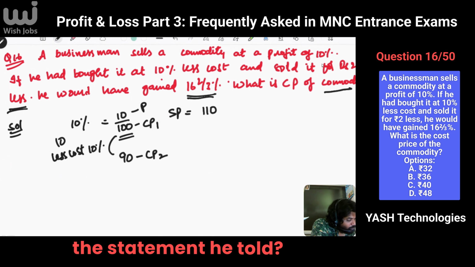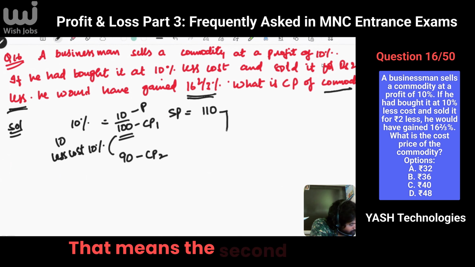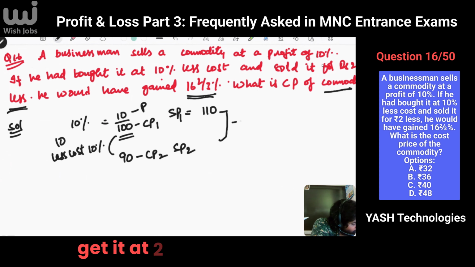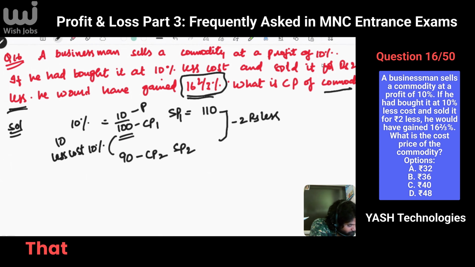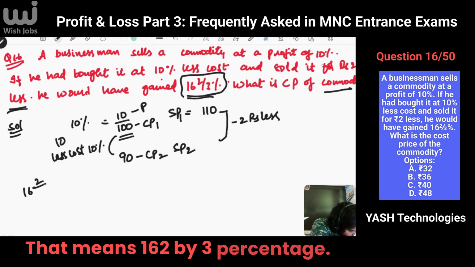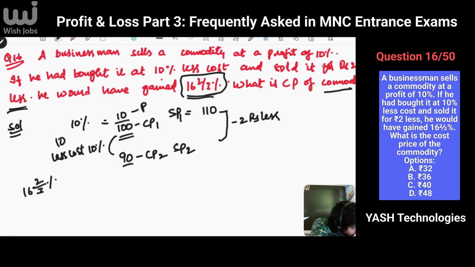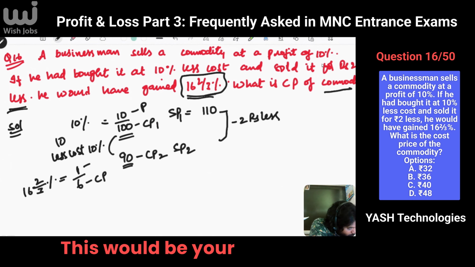So what is the statement he told? If he bought it at 10% less cost and sold it for 2 rupees less, that means the second selling price to the first selling price, he will get it at 2 rupees less. But he would also gain 16 by 3 percentage. That means 16 by 3 percentage when he is buying it 10% less, he is selling. So 16 by 3 percentage would be 1 by 7. If you convert it into a fraction, this would be your cost price, this would be your profit. So the selling price would be 7.